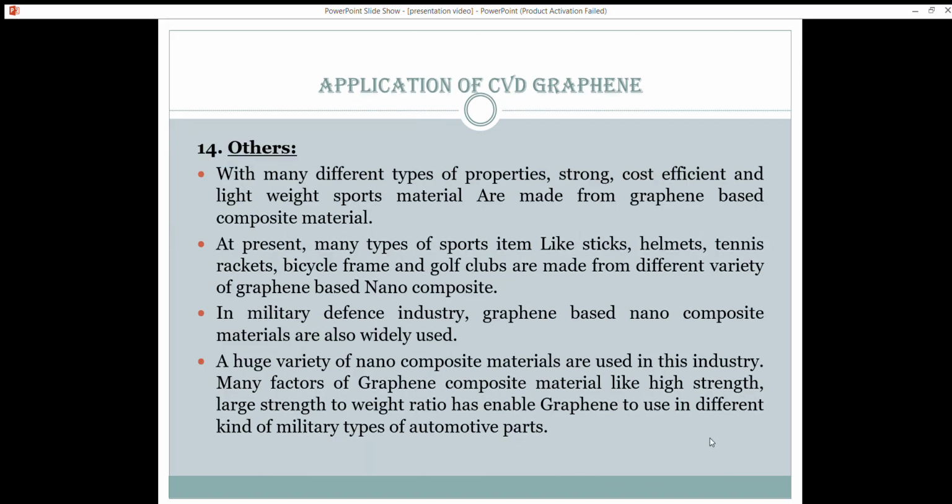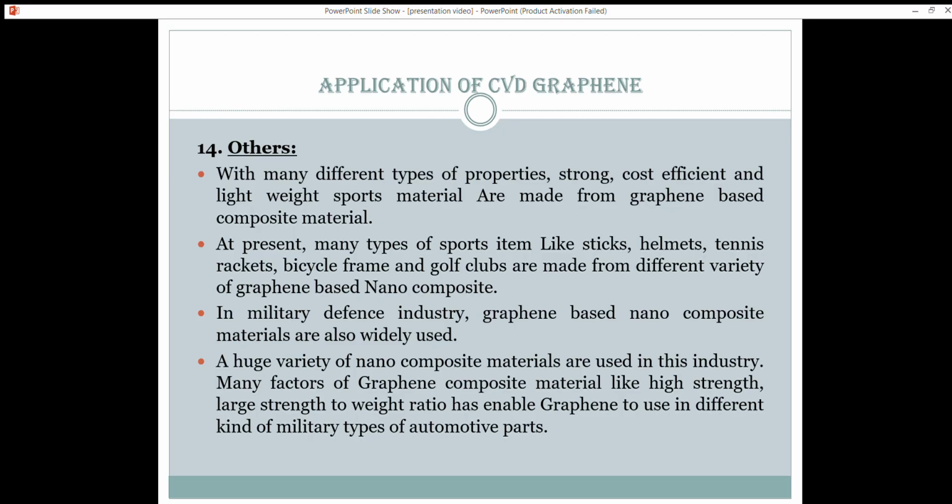Now the last application, in many other fields. With many different types of properties, being strong, cost efficient and lightweight, sports materials are made from graphene-based composites. At present, many types of sport items like sticks, helmets, tennis rackets, bicycle frames and golf clubs are made from different varieties of graphene-based nanocomposites.